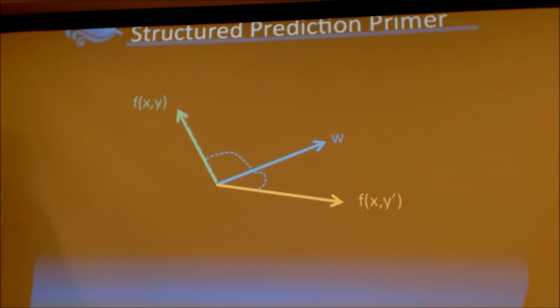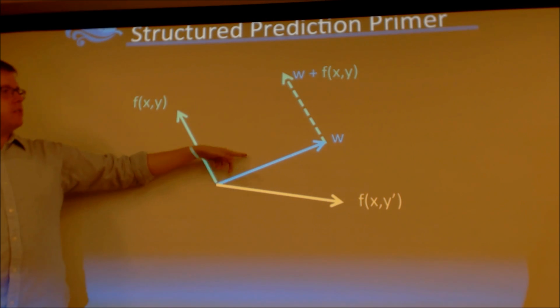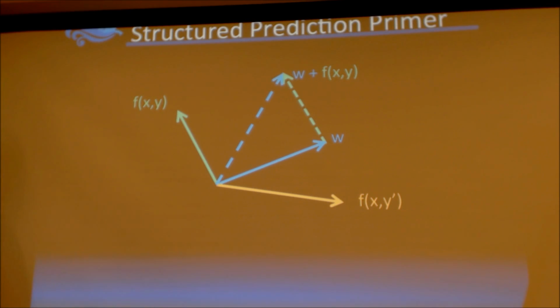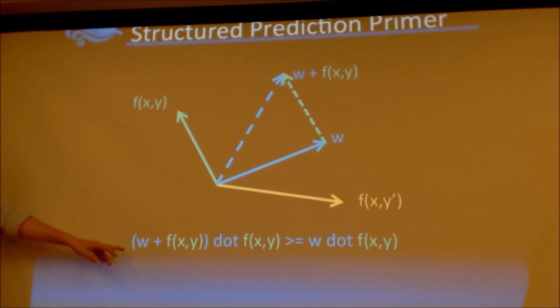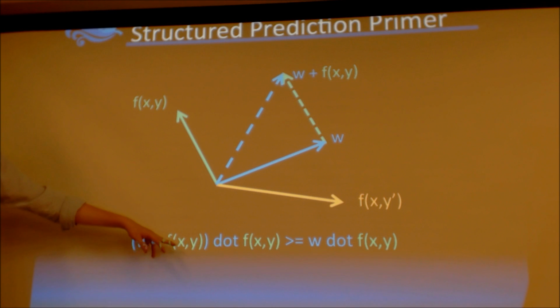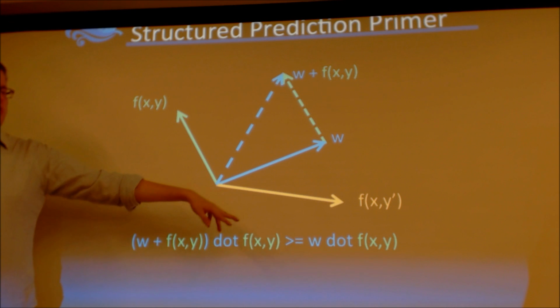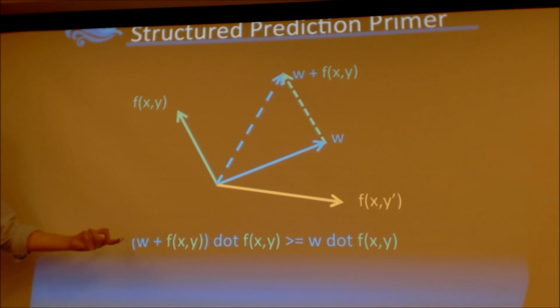Well, the simplest thing we can do is just add f(x,y) to w, and then that'll mean that w is going to point here now. And so that means that the dot product between w plus f(x,y) and f(x,y) is going to be bigger than it was before we added f(x,y) to w.